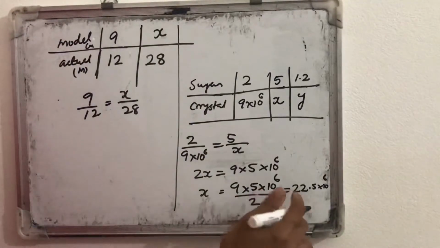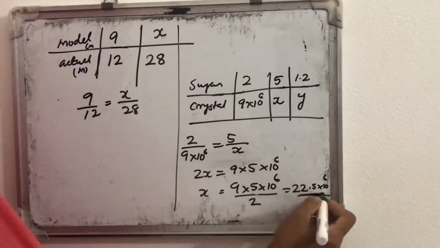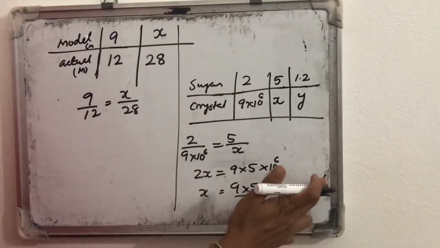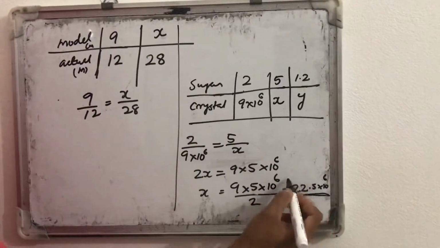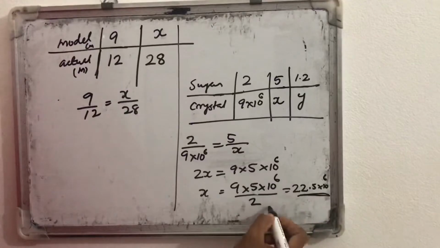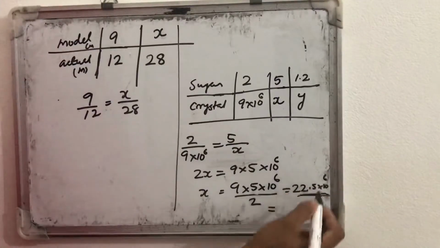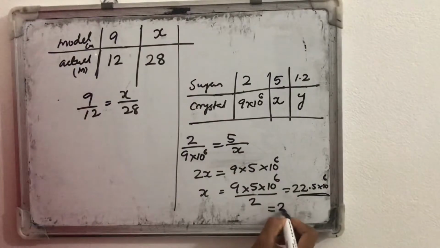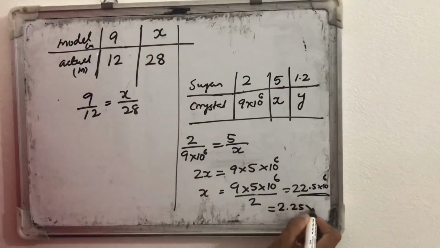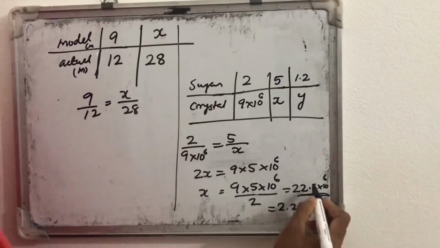Now we already learned that when we write numbers in standard form with powers of 10, the number should be between 1 and 10. So we can rearrange this: instead of 22.5 into 10 raised to 6, we can write 2.25 into 10 raised to 7.